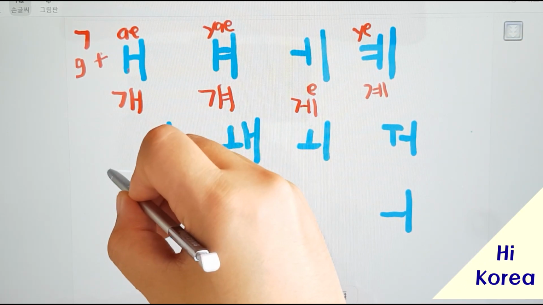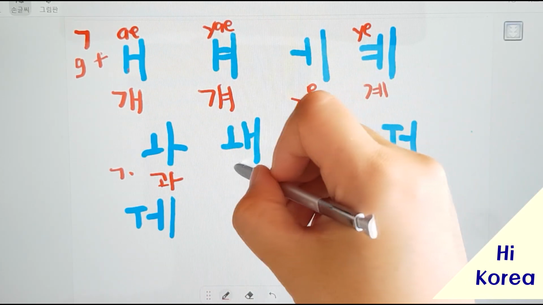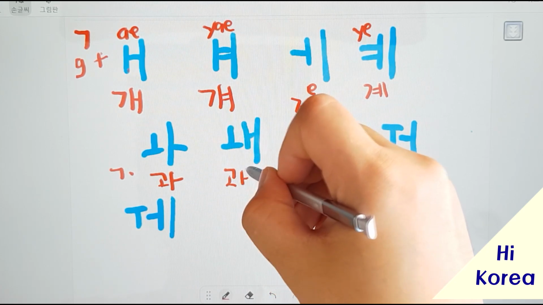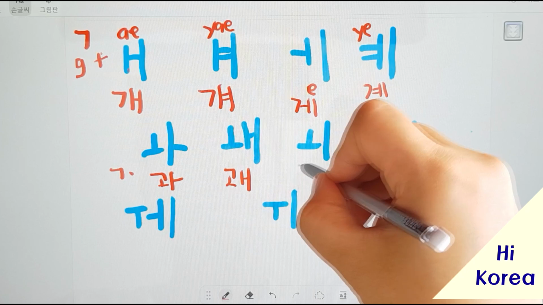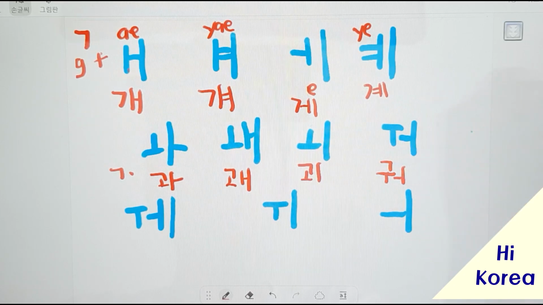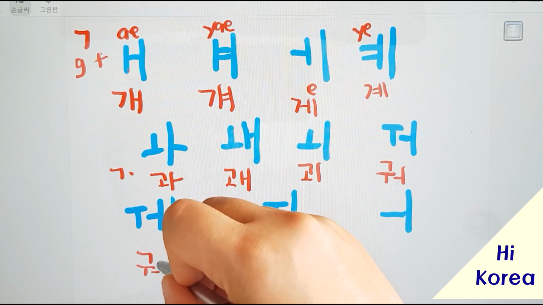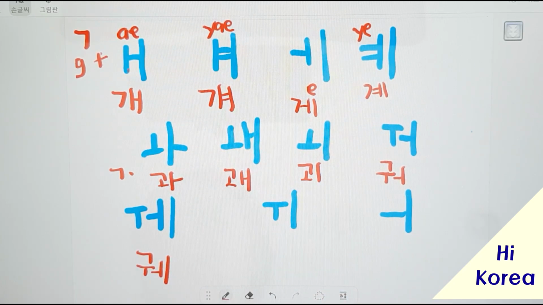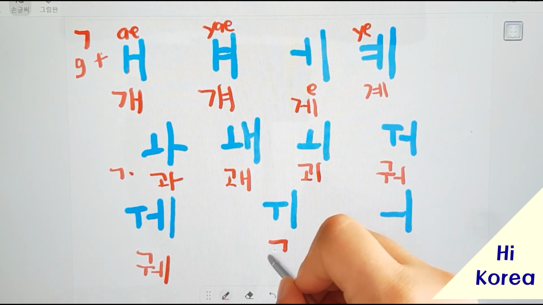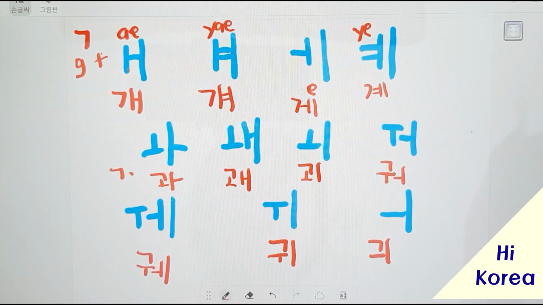Plus g, giok, it will become gua. And then this will become gue, gui, gua, gue, gui. Okay, I told you before the same thing.